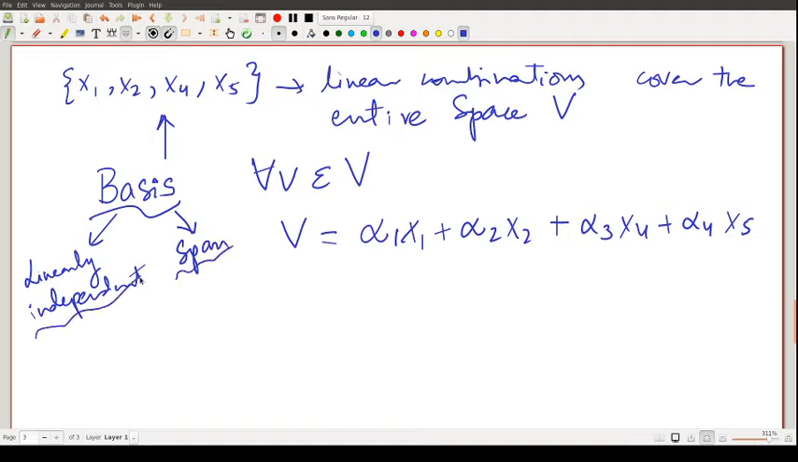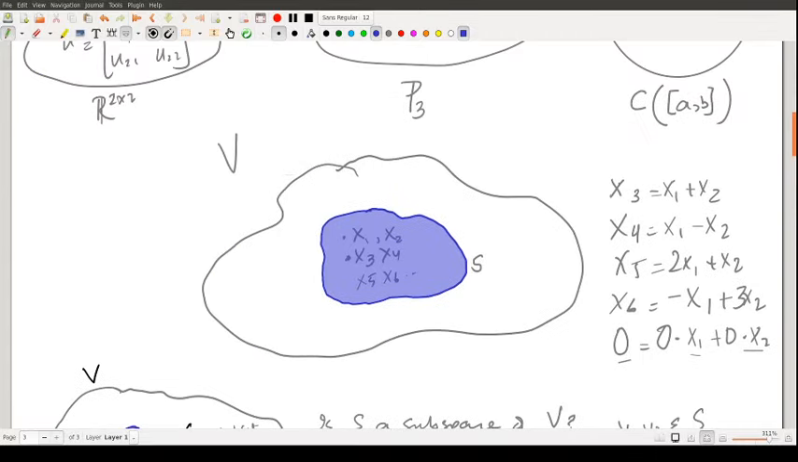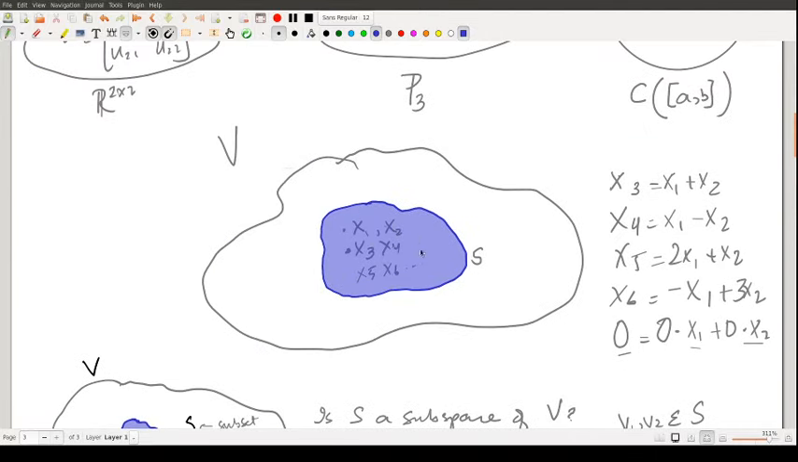What's a span? Span is basically when you start taking linear combinations. So this entire space that you had was a span of x1 and x2, because you were taking all possible linear combinations of x1 and x2, right?